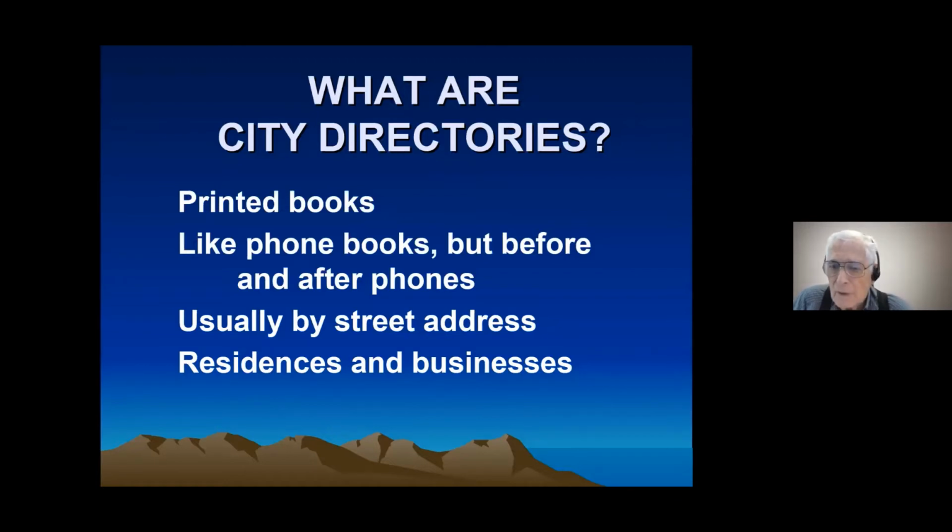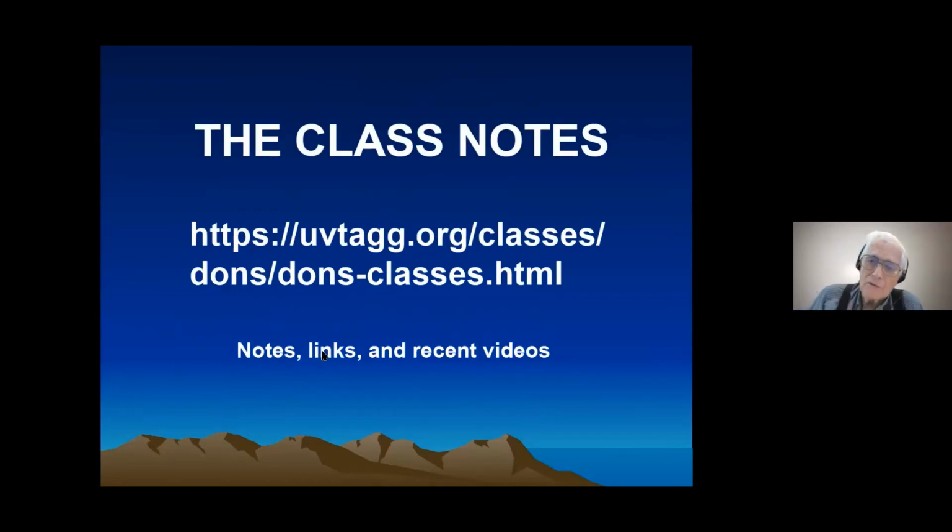And they're usually by street address. Now, phone books are usually alphabetical by the name of the person or the business, but most city directories are printed by street address. So you can look on there and look at a street and find your ancestors and see who the neighbors were. And frequently, the neighbors were relatives, because in many cases they married or they moved together and they lived near each other. So they're residences and businesses.